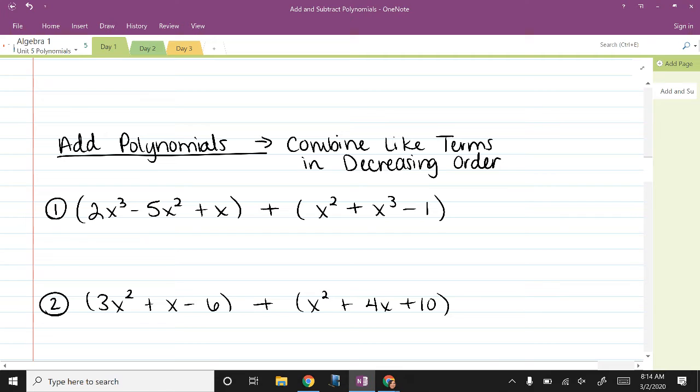What kind of polynomial is this one? And this one is also a trinomial, right? Okay. All right. Have y'all got number one copied?